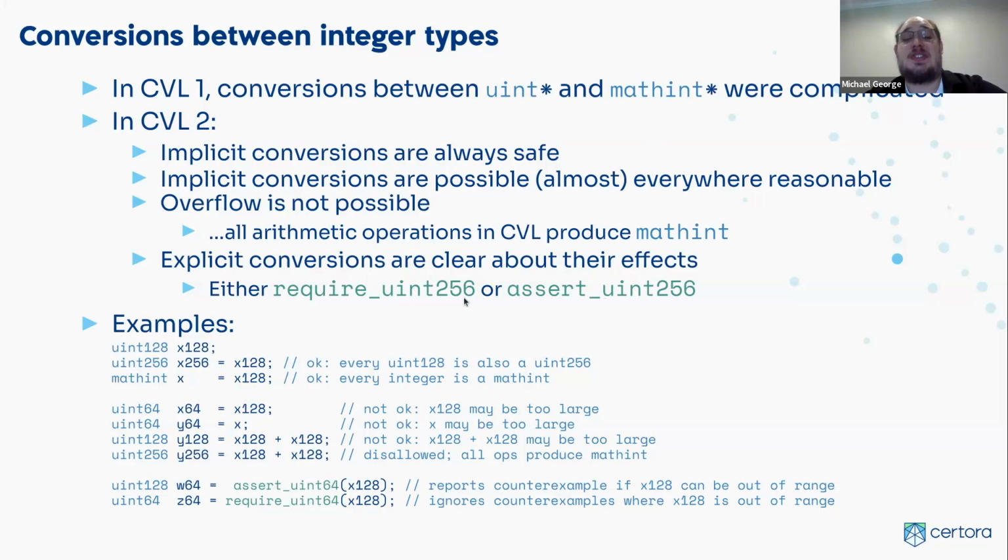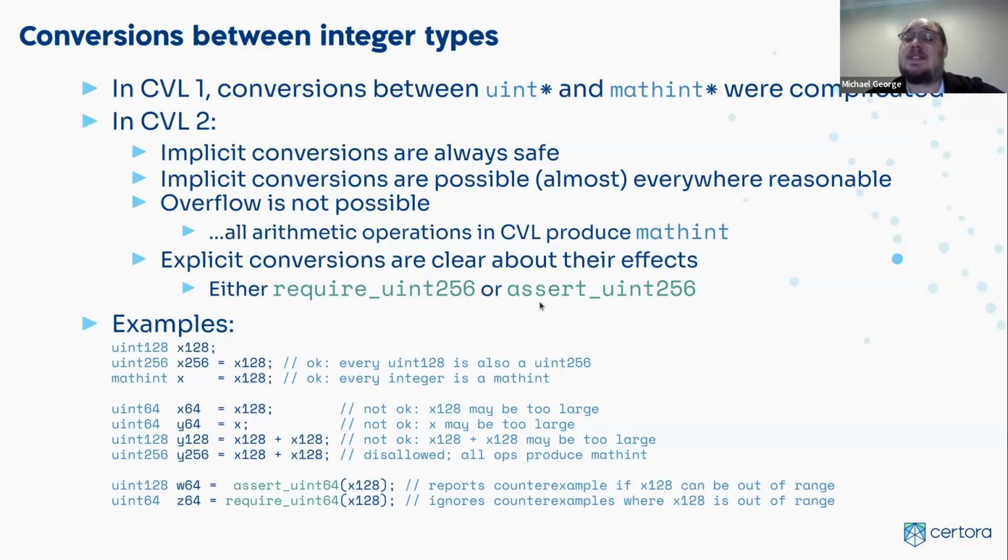So if I do require uint256 and I pass in a math_int, for example, this will require that the math_int is in bounds for the uint256. If it's not, then that example will be discarded and nothing will get reported. And if it is, it'll be stored in the output of this. So here, for example, in this require uint64 of x128, if this x value is bigger than max uint64, then that counterexample will just be discarded and nothing will happen, as if I had written a require statement. But if it's in bounds, then it'll be assigned into this uint64.